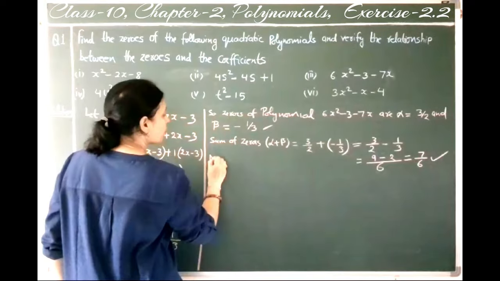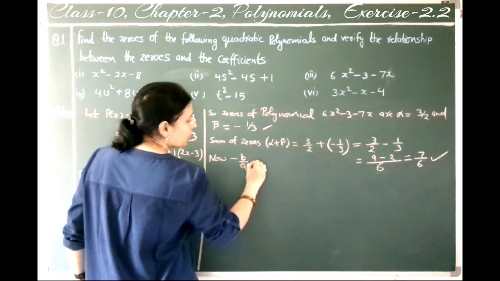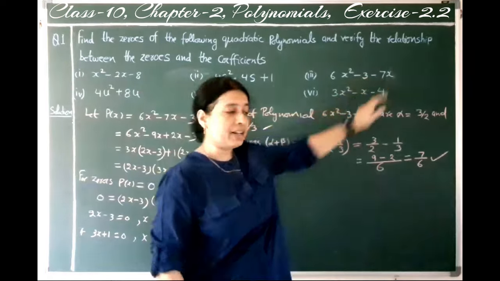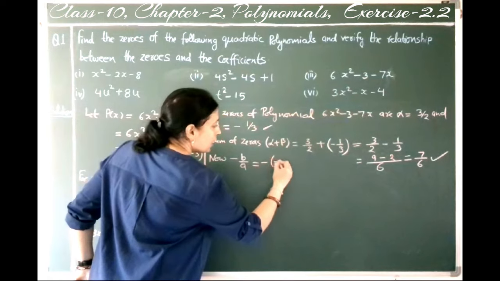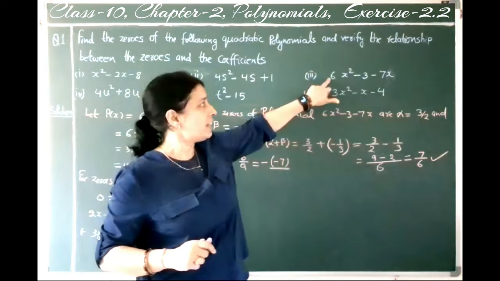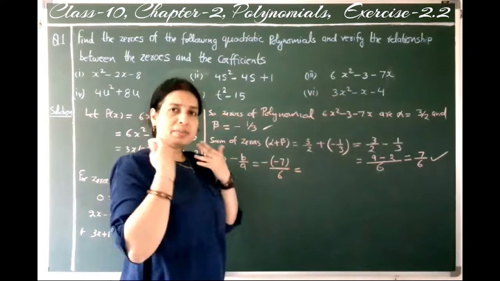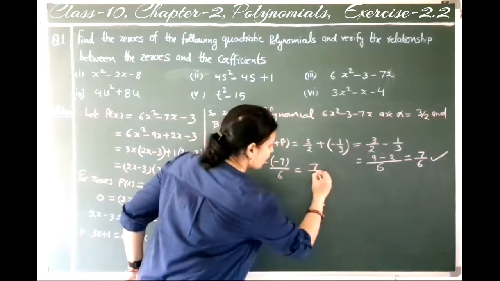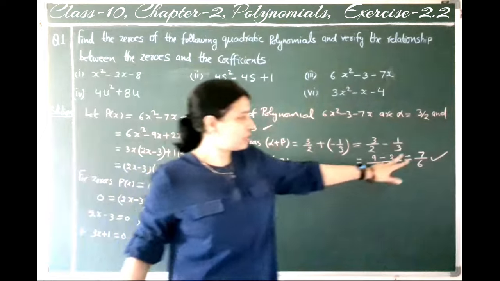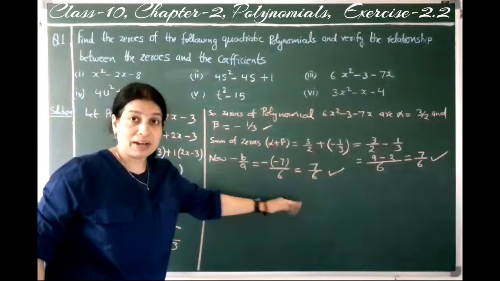Now, minus b by a: b is the coefficient of x. Here it is minus 7. So minus 7 divided by the coefficient of x square. Here it is 6. Minus into minus is plus, so it will be 7 by 6. So alpha plus beta is equal to 7 by 6 and minus b by a is also 7 by 6.